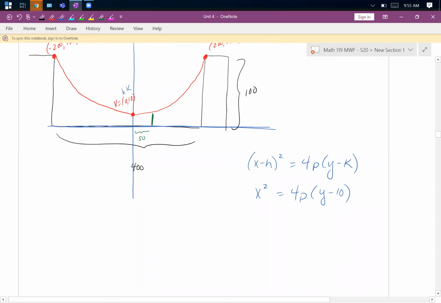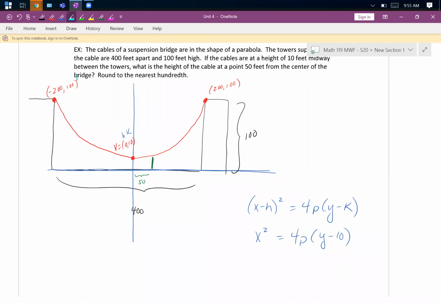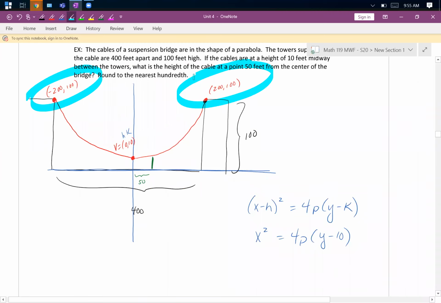So we're going to do the exact same thing we did in the previous example to get our p-value. We're going to just take one of our points. Again, I'd choose the one with all the positives. And we're going to plug it in and solve for p. Any questions so far?